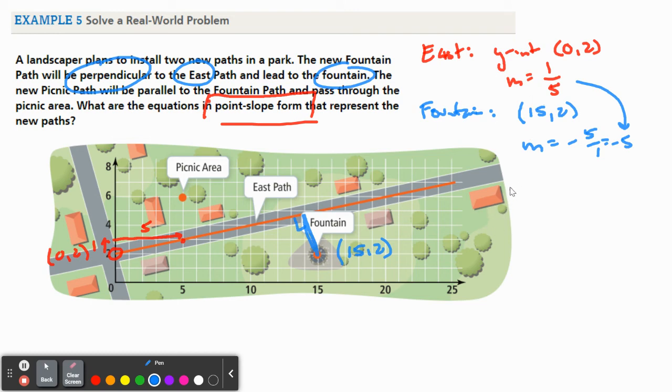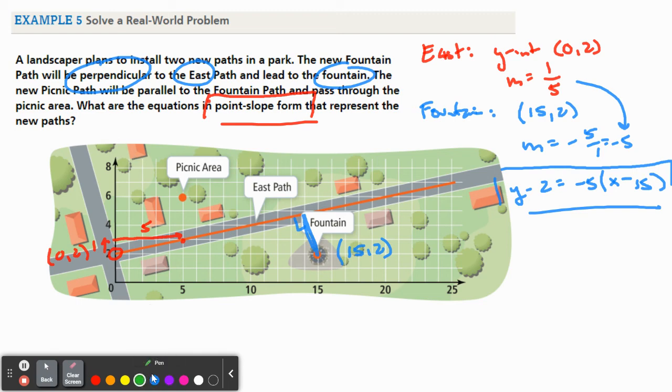So now point-slope form for the fountain. y minus y1, y minus 2 equals m, negative 5, times x minus x1, which is 15. And that would be the equation of the fountain path in point-slope form.